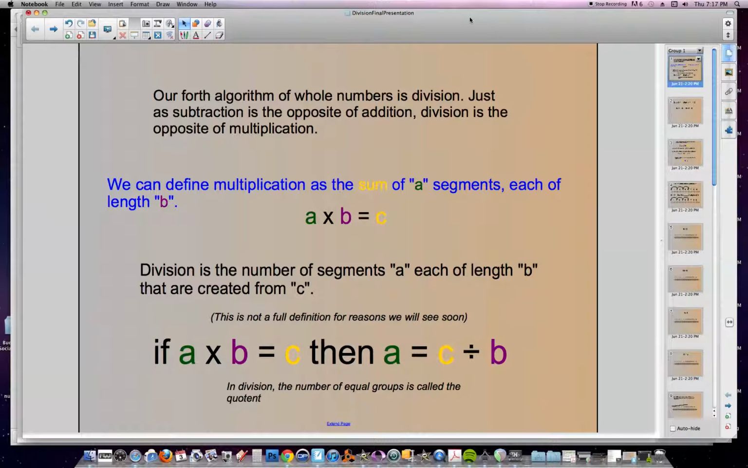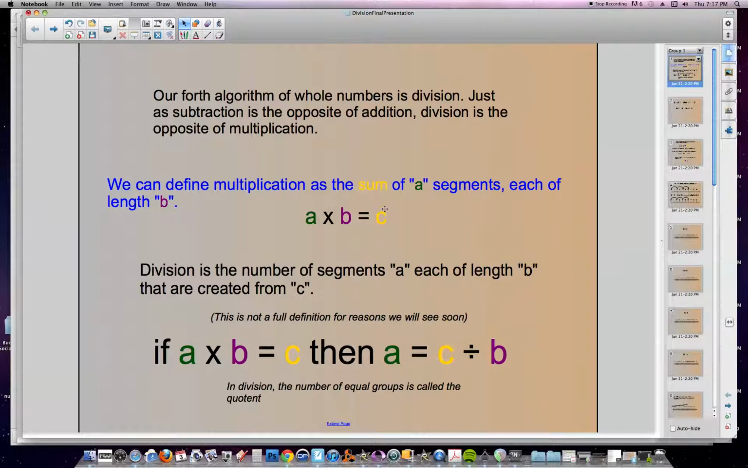Alright, today's video is about division. We have already been talking about multiplication, and if you have not watched the videos on multiplication, I'd highly recommend doing so. So far, we've defined multiplication as the sum of A segments, which is some quantity, each of a length of B, and that sum is C.